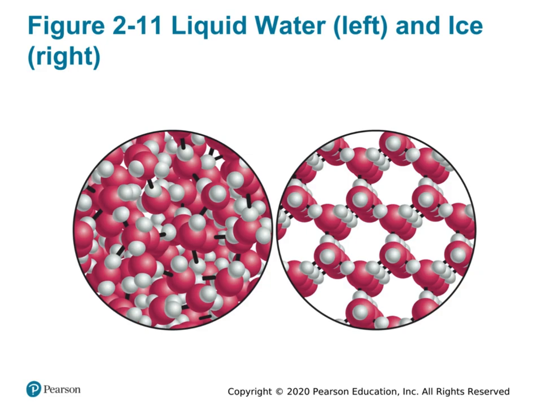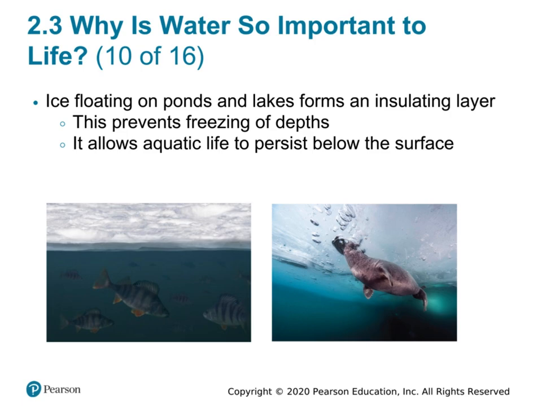So you can see how liquid water on the left is more dense, therefore more heavy than the ice or solid water on the right, which is more lattice and structured and organized. And that's a great characteristic for water because it protects aquatic life. It allows aquatic life to persist below the surface. It prevents freezing of these deep depths of bodies of water. So ice floating on ponds and lakes forms an insulating layer and is protective as opposed to dangerous to aquatic life.